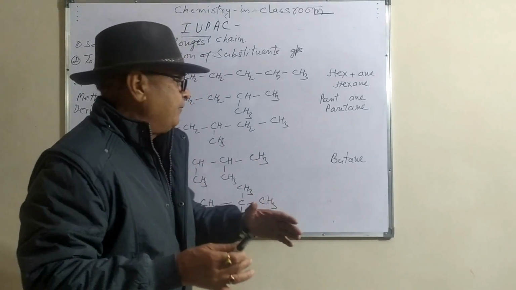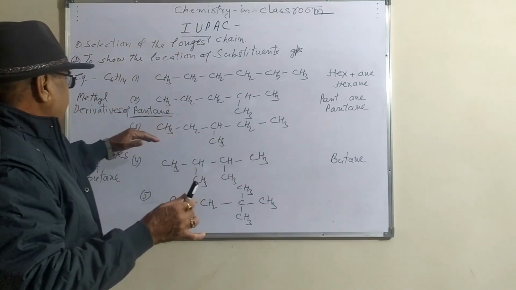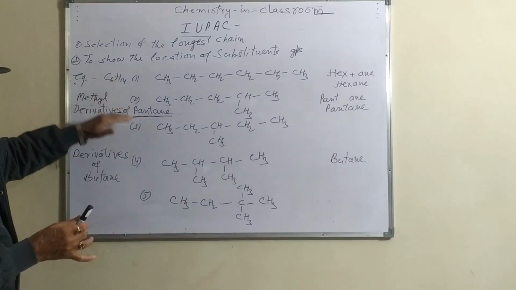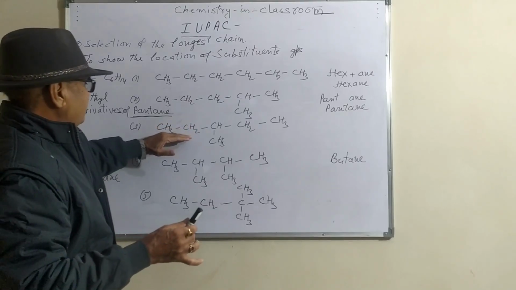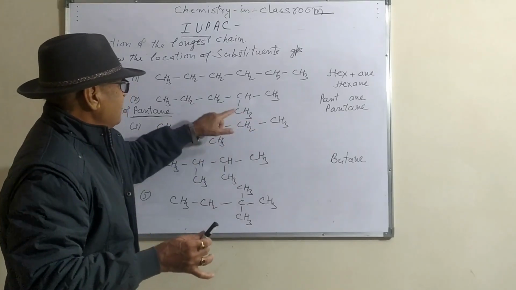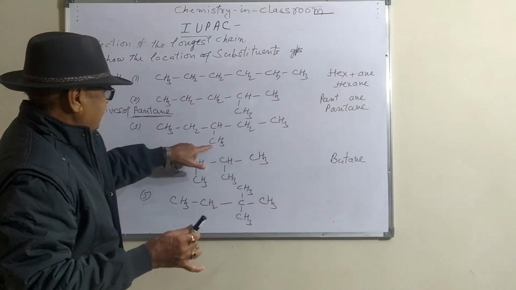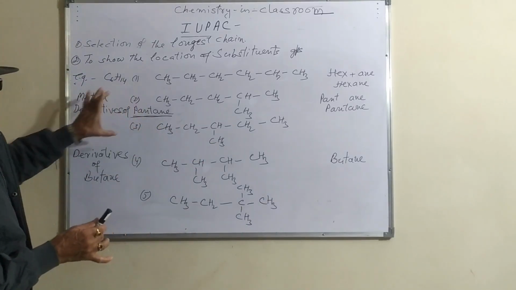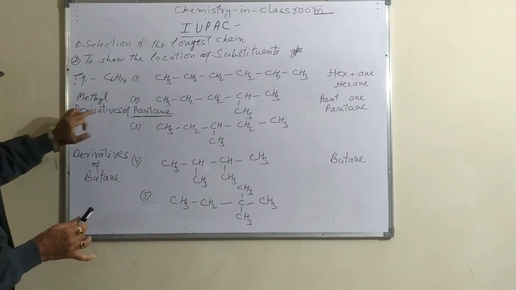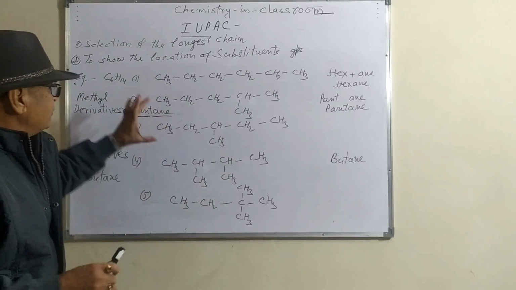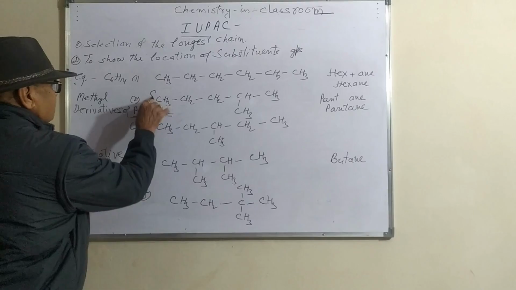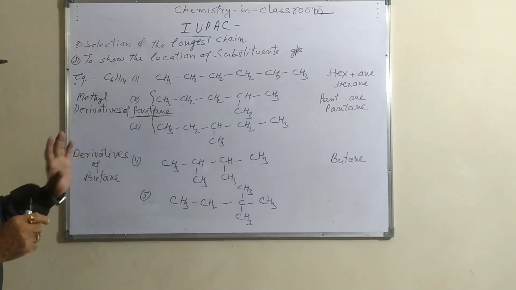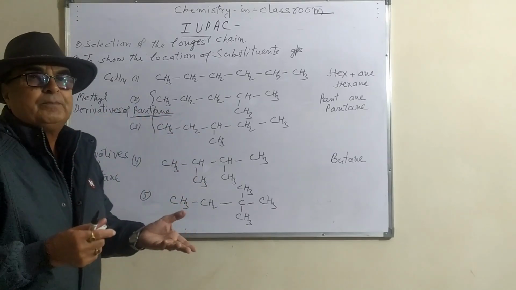In the same way, here is the third possible structure of C6H14. Again these 5 carbon atoms are here, and I replaced the CH3 here. So both of these structures will be called the methyl derivative of pentane. These both structures will be called the methyl derivative of pentane.